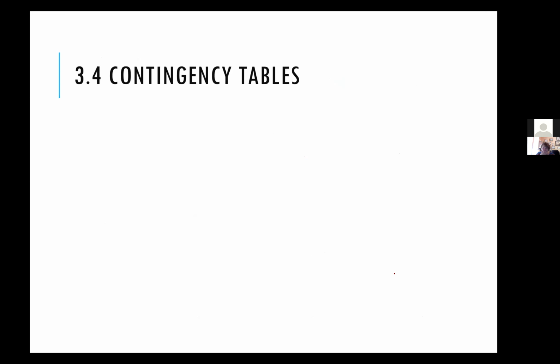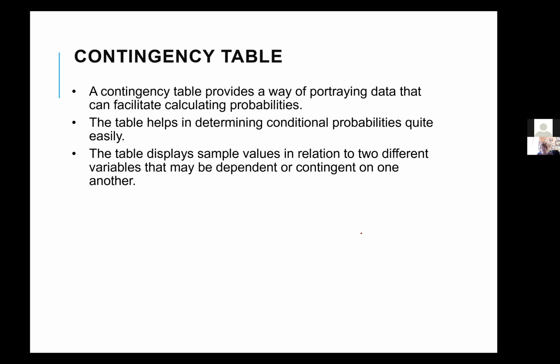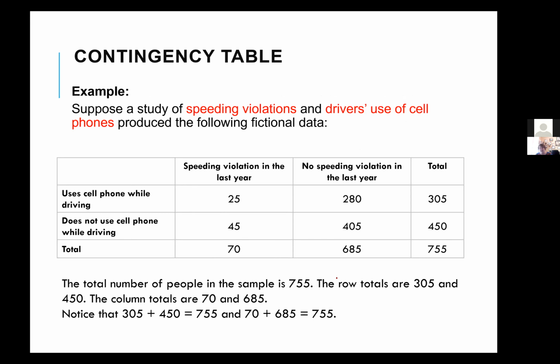All right. Contingency tables. What a contingency table does for you is it's just a way of organizing information in a table. And that's exactly what it is. And what it helps us with is developing conditional probabilities. So the table displays sample values in relation to two different variables that may be dependent or contingent on one another. Okay? So here is an example of a contingency table.